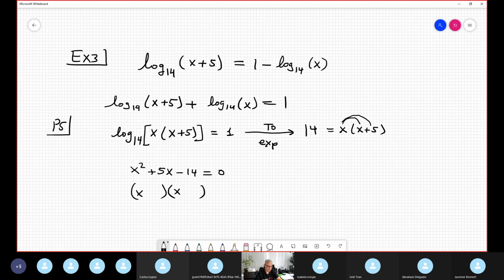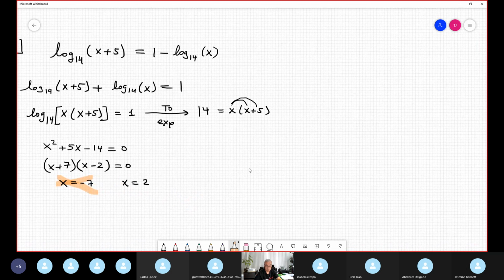The combination is 7 and 2. 7 times 2 is 14, 7 minus 2 is 5, and the signs are positive and negative. And we have two solutions, x equal negative 7 and x equal positive 2. It's obvious that the solution negative 7 doesn't work because you put negative 7 here, and the logarithm of a negative number is undefined. So the only checking we should do is for 2.